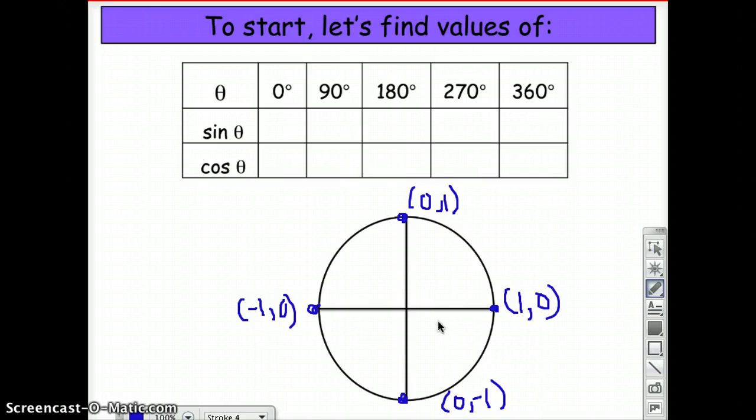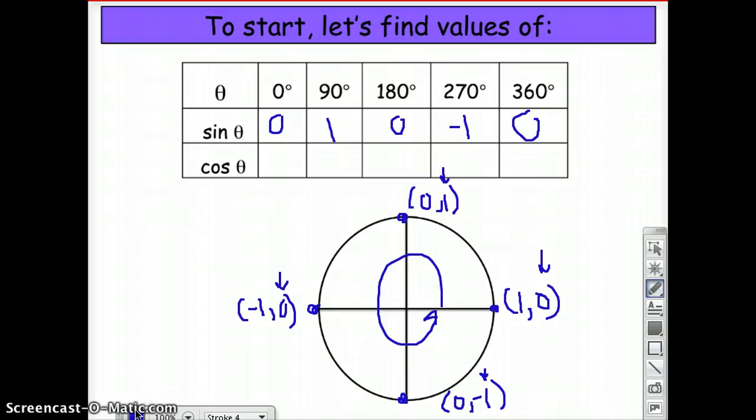So using these, I can quickly determine the sine of all of the angles in the chart above, because sine is the y values. So sine of 0 is 0. Sine of 90 is 1. Sine of 180 is 0. Sine of 270 is -1. And sine of 360 would just be back at 0, a full rotation, which would also be 0.